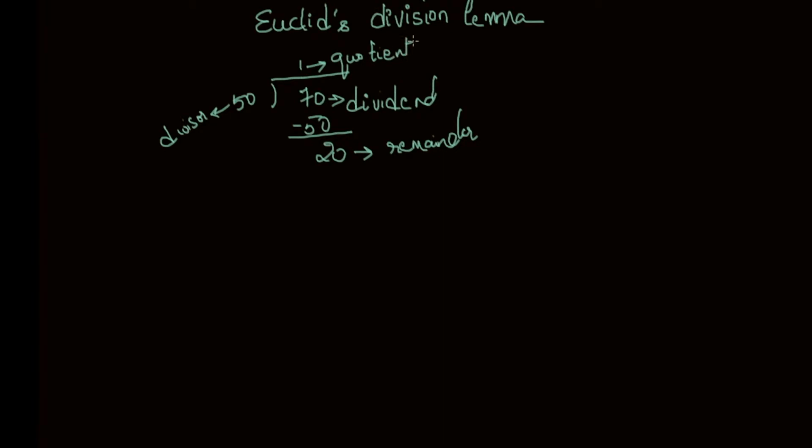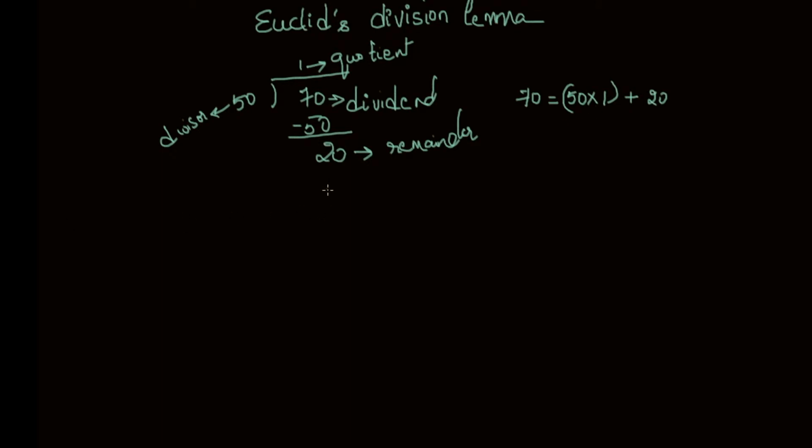So this is the result obtained, whereas this is the number which is left over. If we want to write this in the form of an equation, we can simply write it as 70 equals 50 into 1 plus the remainder 20. Let me keep this bracket in order to avoid confusion.